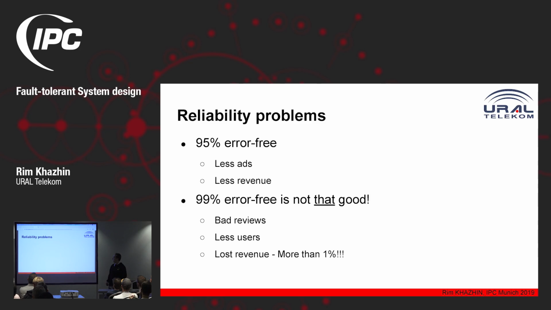And typical reliability problems are, for example, if the system is 95% error-free, that's okay, it works, but it's not that good because it loses you revenue, it loses you users. If you have 1 million users, it means 50,000 users that are angry, unhappy, not using your application, so you show fewer ads, fewer sales, less revenue. And if your application is 99% reliable, even that is not good enough if you have lots of users. For 1 million, that means 10,000 users, and 10,000 users means 10,000 angry messages all over the internet.